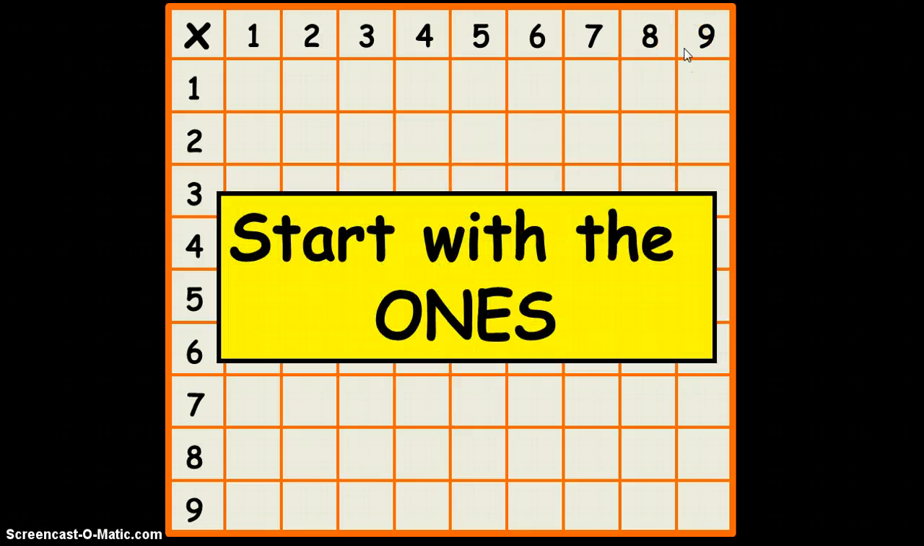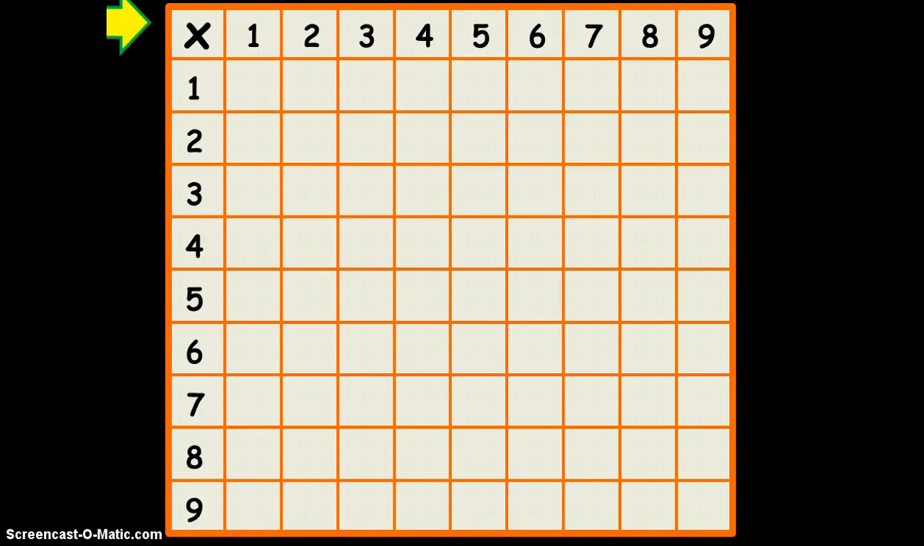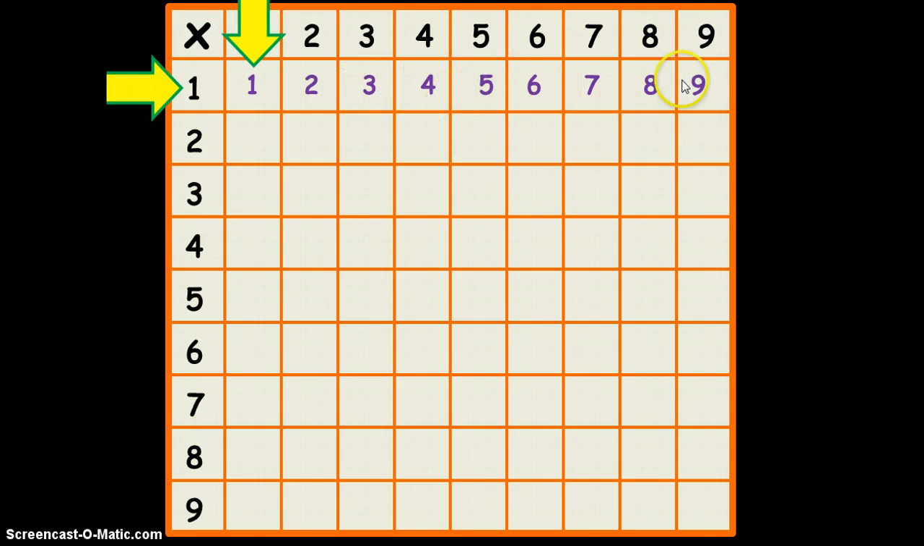The very first thing we want to do is know our 1 facts. And we start with the top row. 1 times 1 is 1, times 2 is 2, times 3 is 3, and go all the way across. And whatever we do on the row, we do on the corresponding column. So we start with 1, 2, 3, 4, 5, 6, 7, 8, 9.